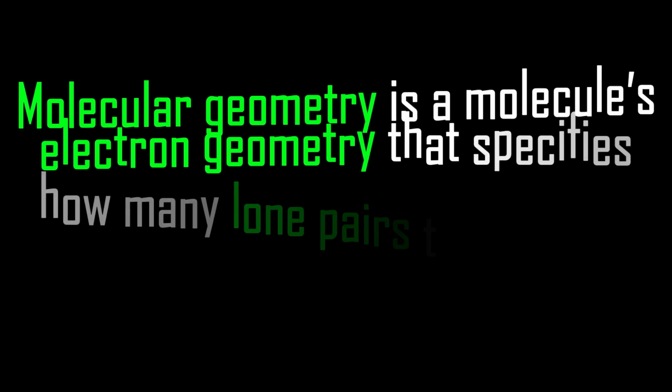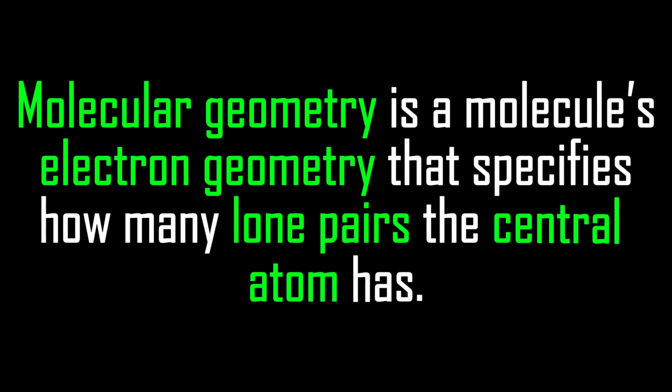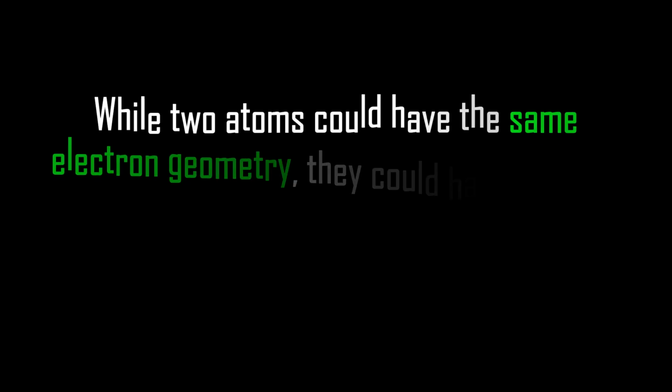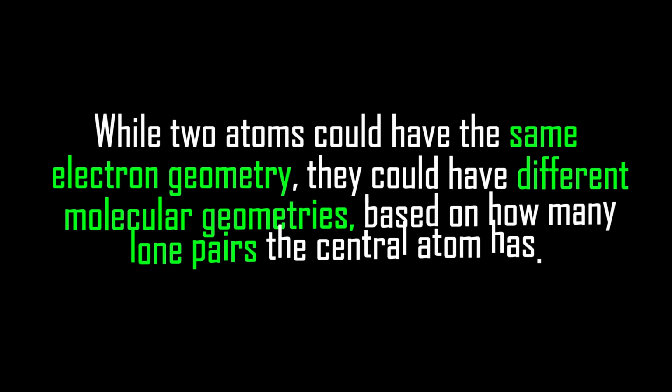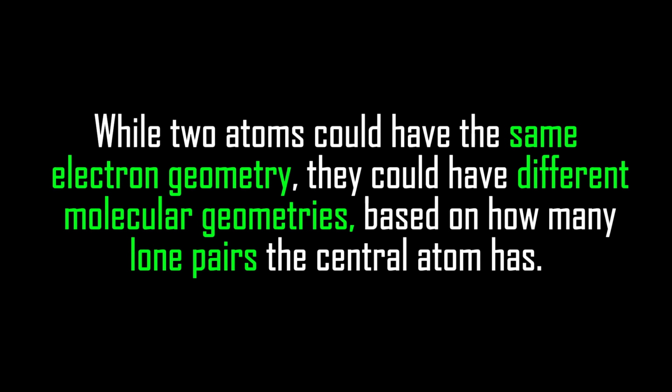Molecular geometry is a molecule's electron geometry that specifies how many lone pairs the central atom has. So, while two atoms could have the same electron geometry, meaning they have the same number of electron regions, they could have different molecular geometries based on how many lone pairs the atom has. This probably sounds really confusing, so let's look at an example.